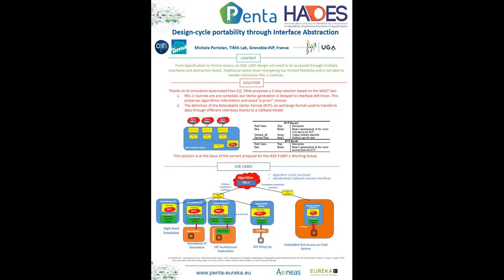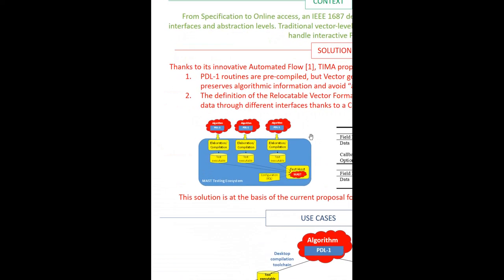From its initial specification to online usage, a 1687 design will need to be accessed through a series of different interfaces. This usually requires a lot of custom work to adapt the predefined vectors to the different setups. To overcome this problem, we applied our MAST tool to a specific abstractions to be able to obtain a full portability. The idea is first, each PDL1 algorithm is compiled to obtain a text executable.